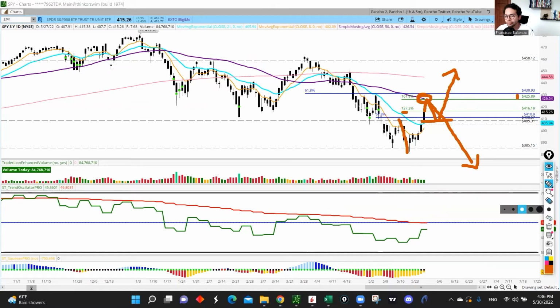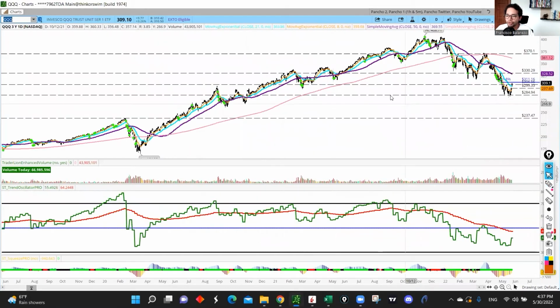Of course, we just have to play it day by day. But those are kind of the scenarios that I'm looking for. I think that right now, the path of this resistance will be a quick test of this 50 daily moving average. And then after we are at that level, we will have to wait and see. Now let's take a quick look at the QQQ.